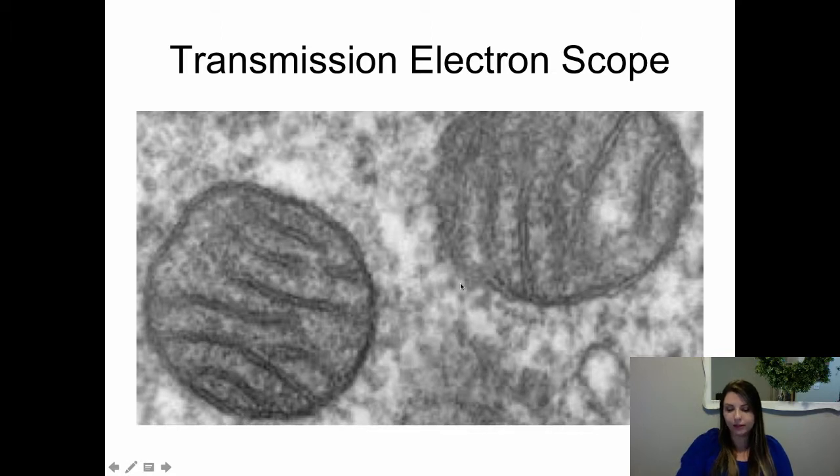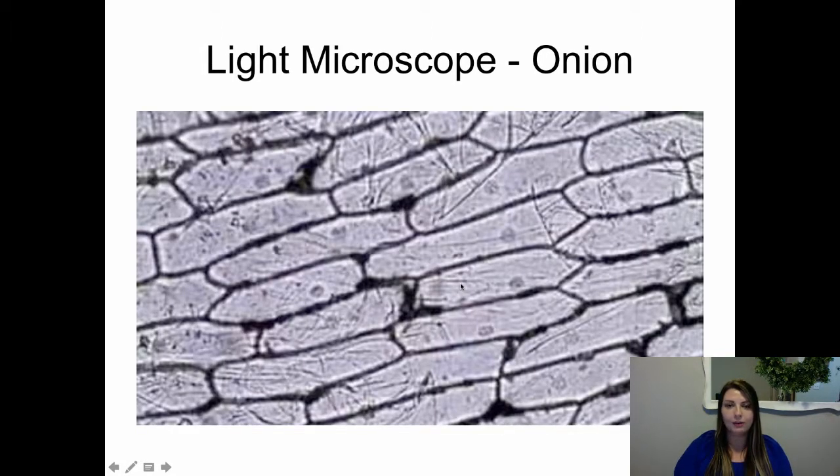And then we have a picture of onion cells through a light microscope. So since we're using a light microscope, we know that this is a living organism. And we have here plant cells, so we can see the cell membrane and the cell wall. And you can also see mitochondria here inside of the cell.